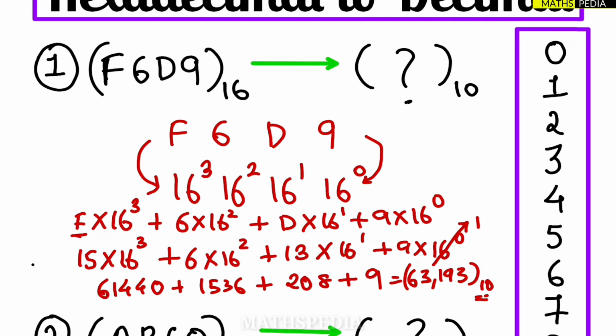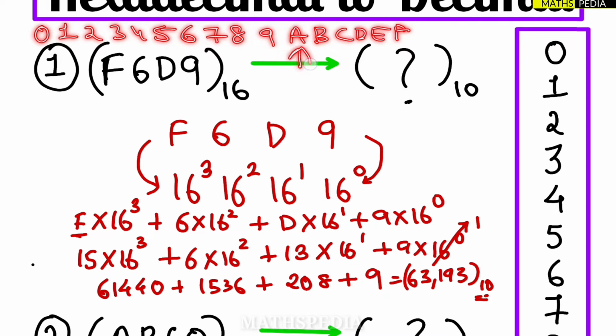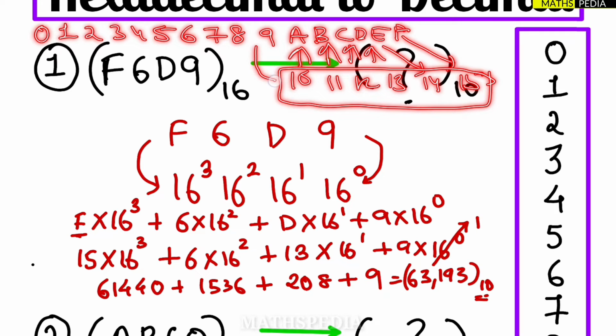Now you have to understand that when you multiply a number with an alphabet, we cannot find the answer, right? So you have to convert this alphabet into numbers. In order to convert it, you have to understand first, as we already discussed, that 0, 1, 2, 3, 4, 5, 6, 7, 8, 9, after 9, A, B, C, D, E, F will come. So A will be 10, B will be 11, C will be 12, D will be 13, E will be 14, F will be 15. You have to understand this first, because after 9, 10 will come.